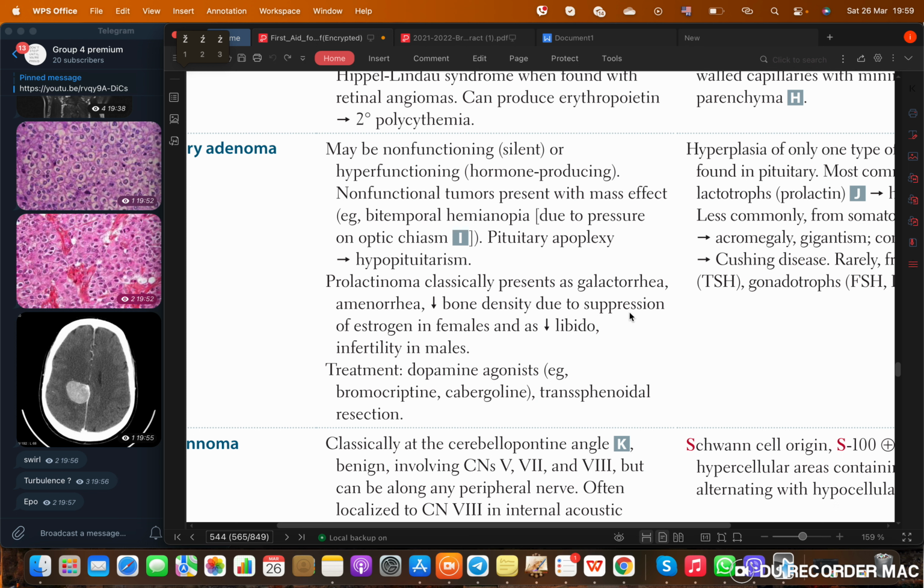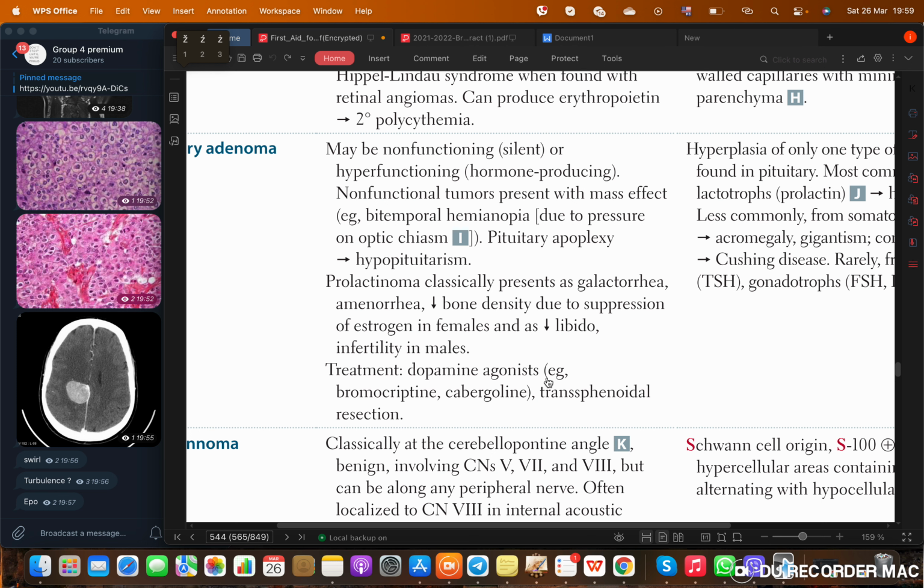Decreased bone density due to suppression of estrogen in females, and decreased libido because of the decreased testosterone in both females and males. Infertility in males as well. Remember, prolactin inhibits the GnRH. So infertility, decreased libido, and decreased estrogen makes sense.